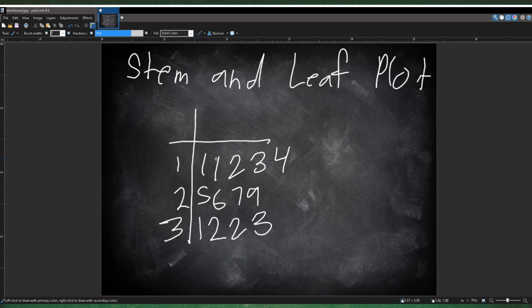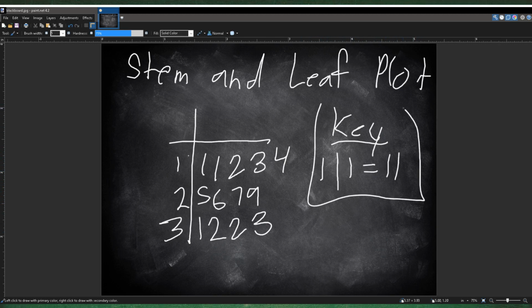Now, basically, what this means is that you always have to write a key. A key would be like if you have 1, and then the vertical line, like this line right here, and then you have another 1, and you write it as equal to 11, right? So you always have to write a key just so you can specify what it is. Everything has to be in context, always in context.